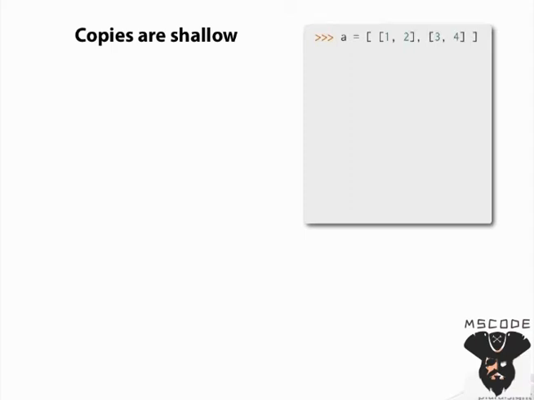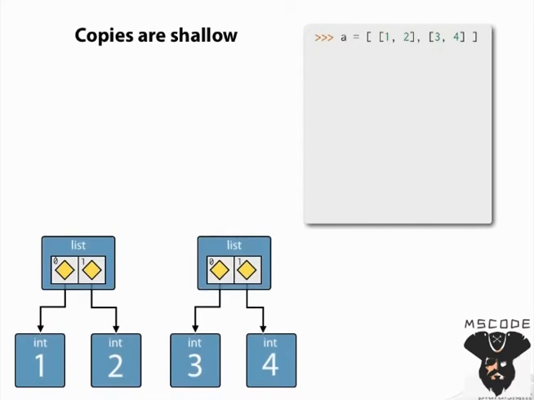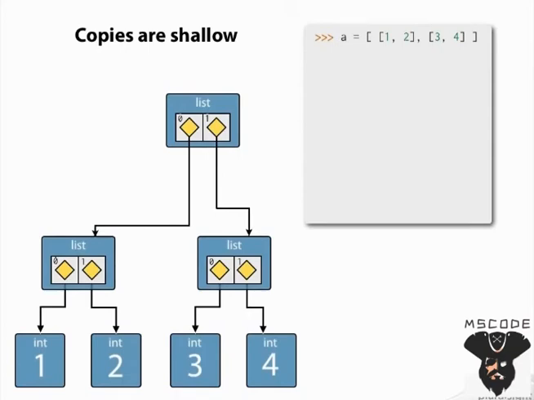Here's a list containing 2 elements, each of which is itself a list. Let's look at what's going on under the covers as Python constructs this data structure. First, 2 integer objects are created containing the values 1 and 2 respectively. The elements of the first inner list are references to these 2 integer objects. Now 2 more integer objects are created containing the values 3 and 4 respectively. The elements of the second inner list are references to these integer objects. Now the outer list is created, its elements containing references to the 2 inner lists. Finally, the reference named A is bound to the outer list.